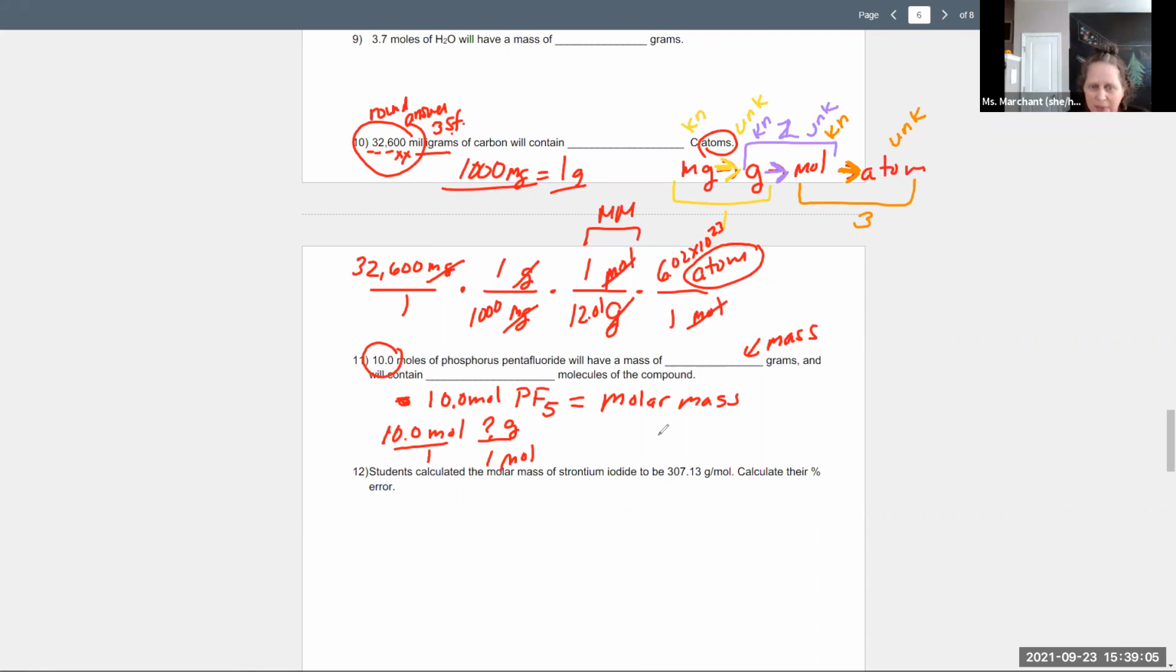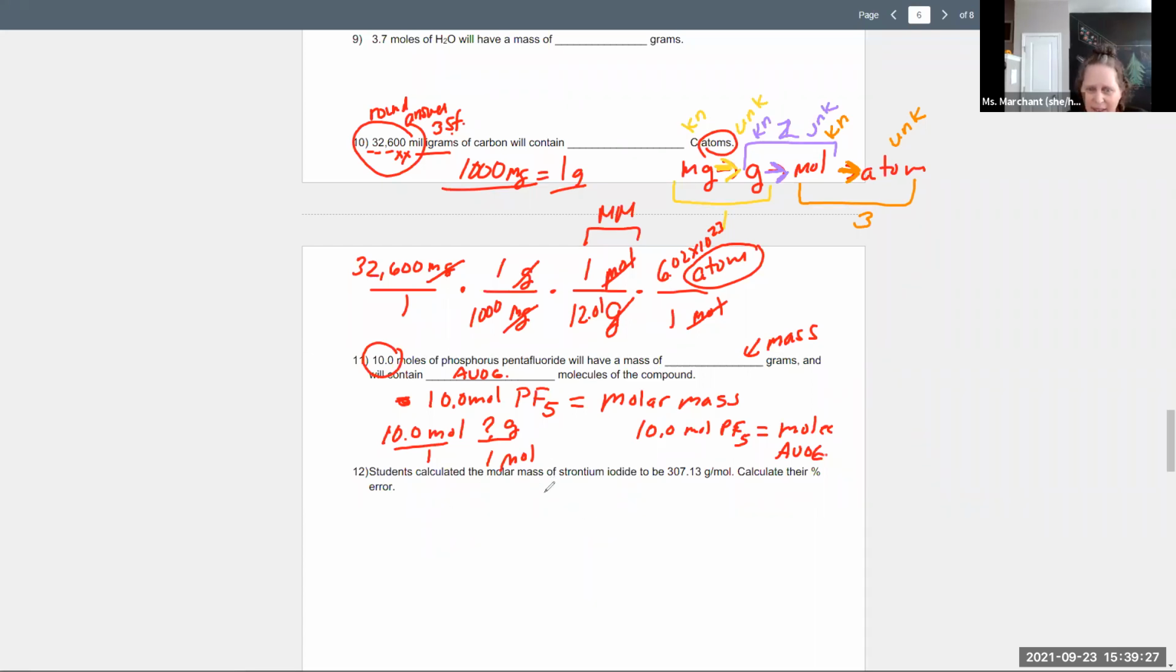For the other part, start all over again. You have 10.0 moles of PF5, and you want to find molecules. That's Avogadro's number in this one. Make sure your answer again is 3 sig figs, but you will use Avogadro's number for your single conversion.